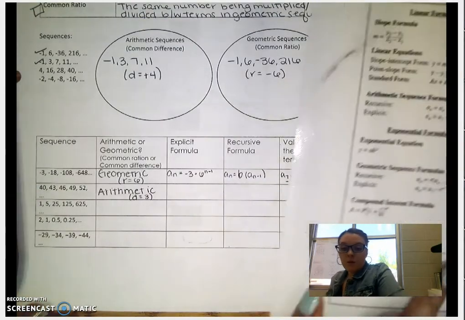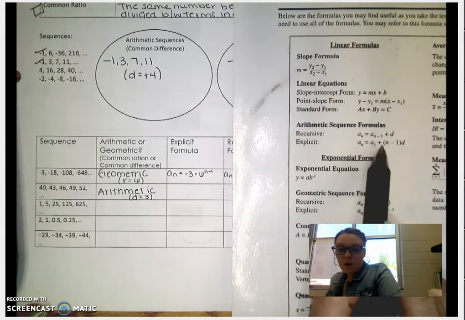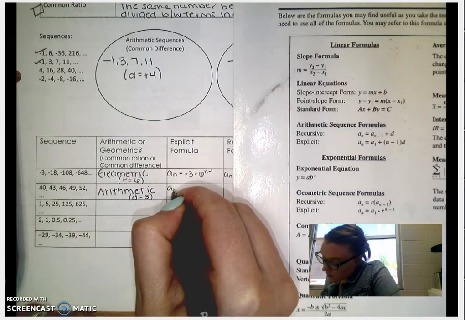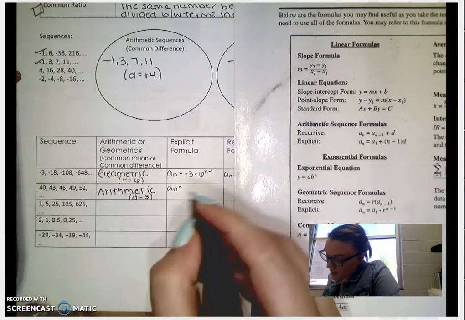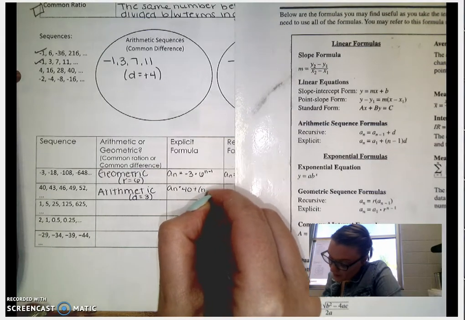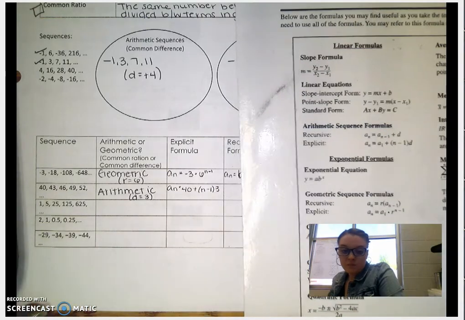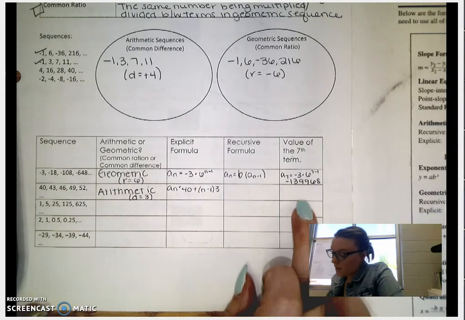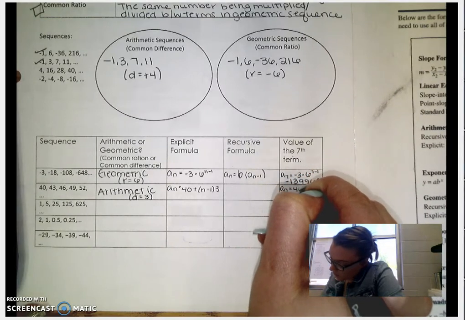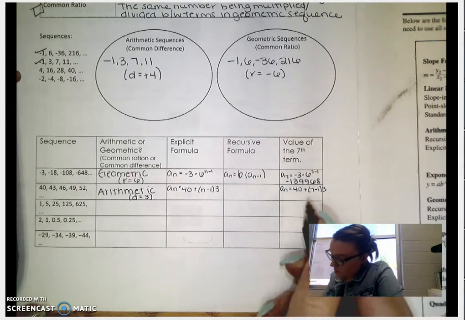My explicit formula, this time I'm going to be looking under my arithmetic. My explicit is a sub 1 plus n minus 1 times d. So a sub n equals my a sub 1, which is 40, plus n minus 1 times 3. I could use this to find my 7th term. The 7th term would be 40 plus 7 minus 1 times 3.